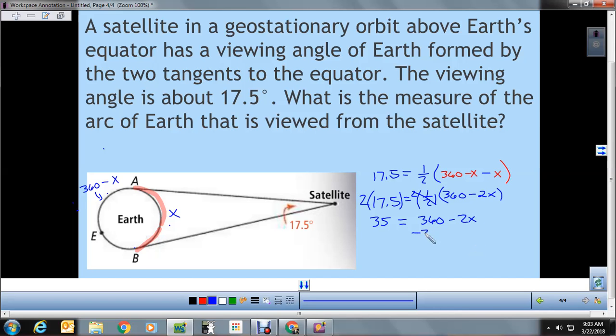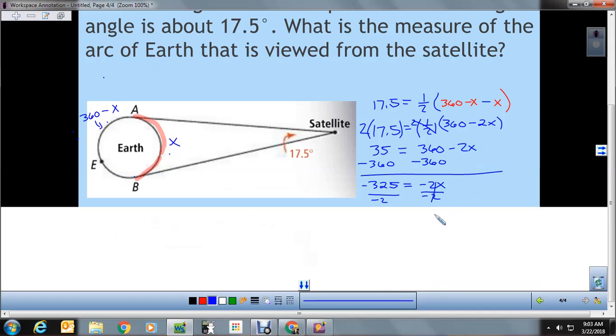So now the next step is to subtract 360. That's going to give us a negative 325 and set it equal to a negative 2x. Divide by -2, divide by -2, and that tells us that x is equal to a positive 162.5. That means that the amount of degrees that the arc covers that this satellite can view is 162.5 degrees of the Earth out of the total 360.